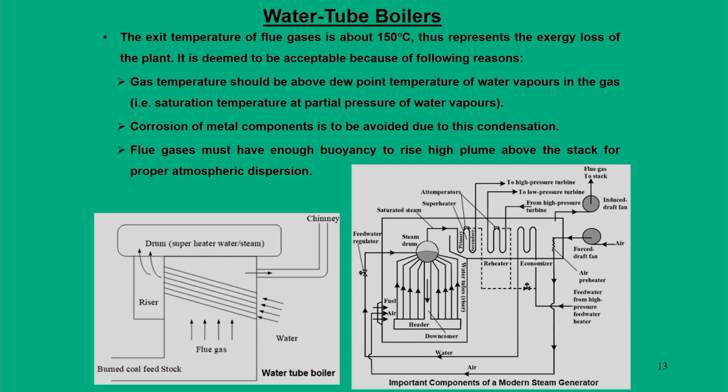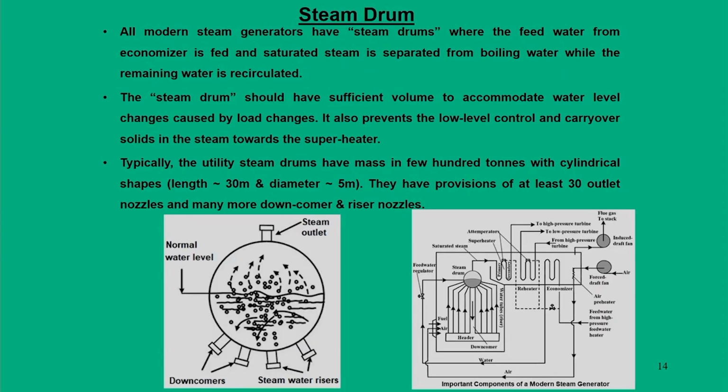The second thing is that at higher temperatures the flue gas density becomes lower, so that it can go to a larger height through the high plume. This makes for complete dispersion in the atmosphere. So, these are some constraints that we need to attend to while designing these water tube boilers.